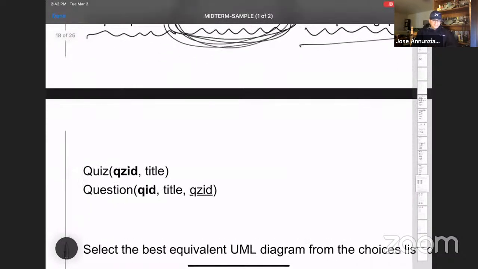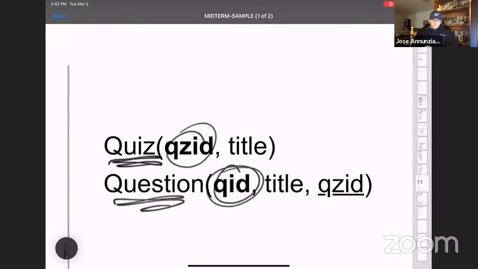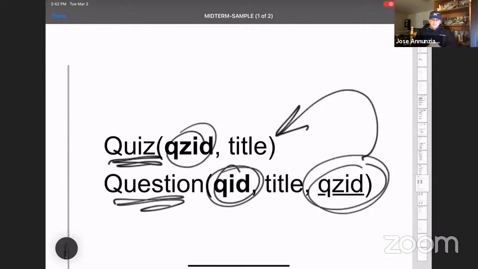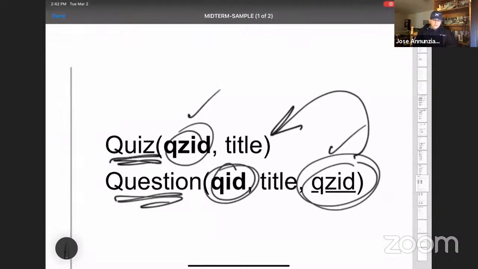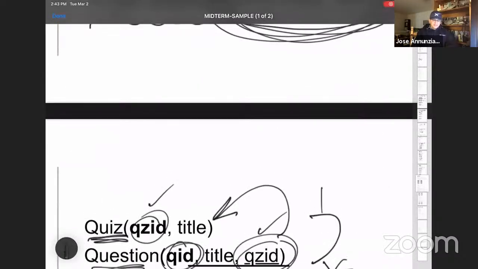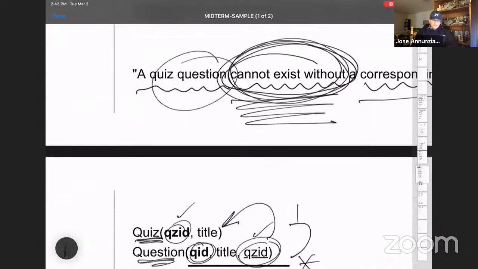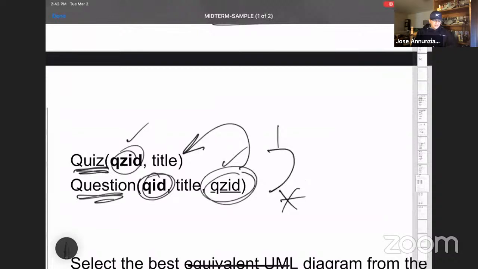So this is a schema, and the schema is that you have a quiz that has a primary key, and you have a question that also has a primary key, but the question has a foreign key that is referencing the quiz. Notice that the primary key and the foreign key have the same name. So there's a one-to-many relationship between the two, and not only that, there's a life cycle dependency. One cannot exist without the other. The question cannot exist without the quiz.